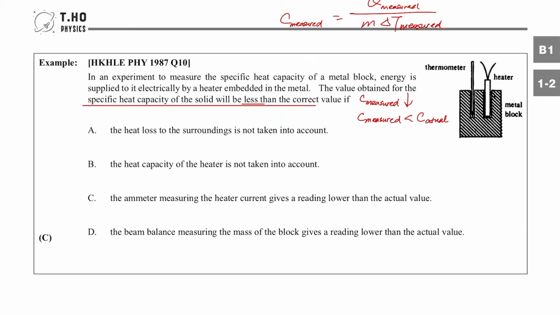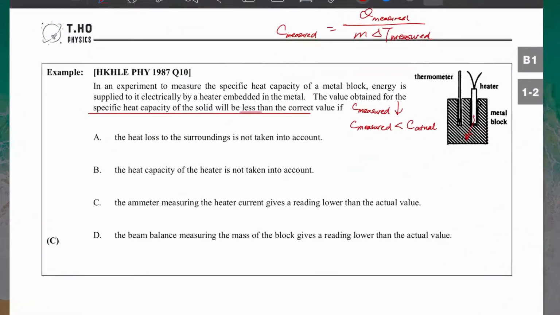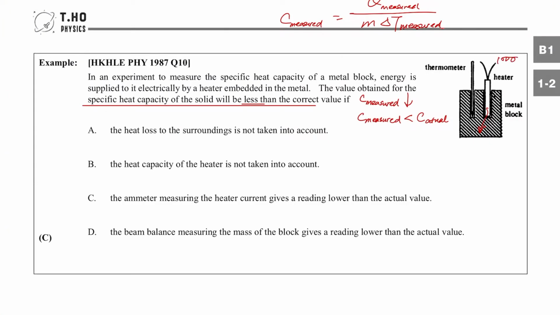So if heat loss to surroundings is not taken into account, we had supplied some energy and we would use the joulemeter to measure. Let's say we had measured 10,000 joule of energy that is given by the heater. However, 1,000 joule of energy is lost. Only 9,000 joule of energy stays inside the metal block. Now, when you do your calculation, you use this number because this is measured by the joulemeter. But in actual, the actual amount that stays in the metal block is 9,000 joule.